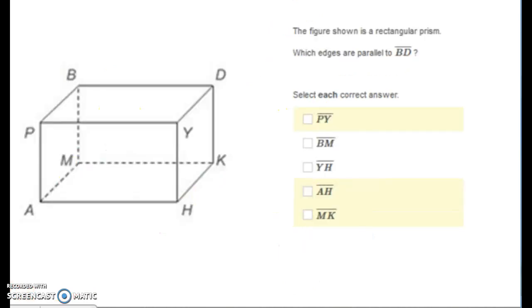All right, here's the next type of question. The figure shown is a rectangular prism. Which edges are parallel to BD? So again, I'm going to go ahead and color code.